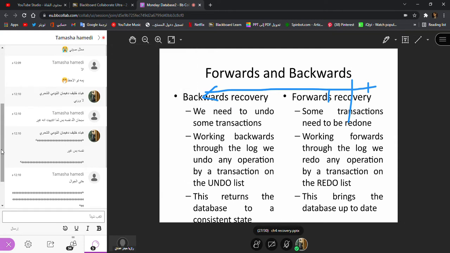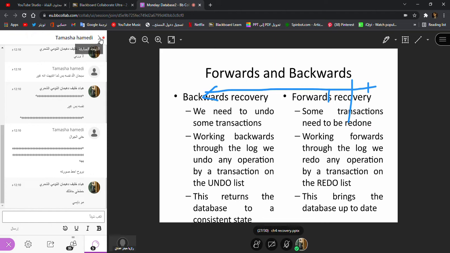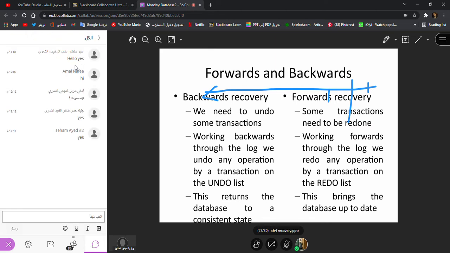So that is about the backward recovery. Basically, you just need to remember that in backward recovery, you will read the log from end to the start in a backward motion. And while you are reading the log, you will remove the changes done by any transaction. And this way, you will bring your database back to the state where it was before the system failure.